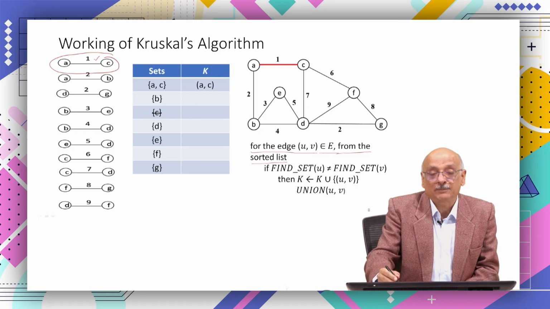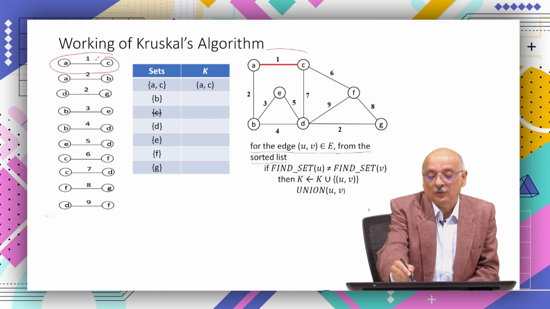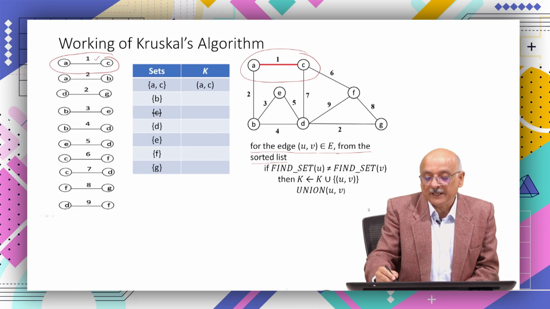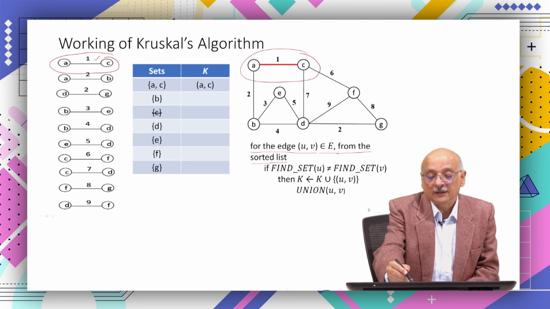Because that is what we are picking up from the sorted list. So this is what is shown in the graph here. Okay, so AC, we have picked up AC. When we picked up AC, if find set U is not equal to find set V. So what is U in this particular case? A. What is V? C.